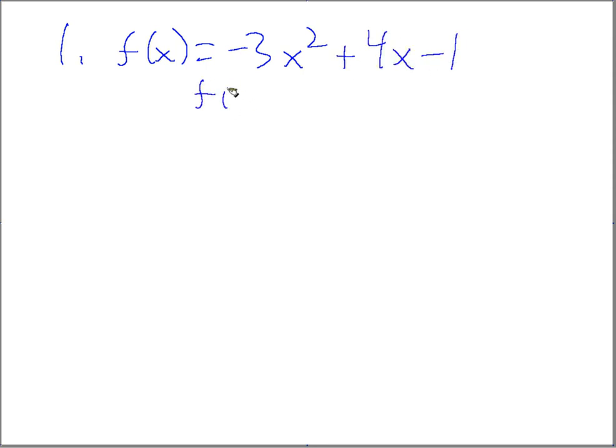Let's go ahead and find, in this case, what this parabola opens. It opens downward, since the coefficient of x squared is negative. It has a max but not a minimum. So in this case, find the maximum. Find the max function value, or find the max value.